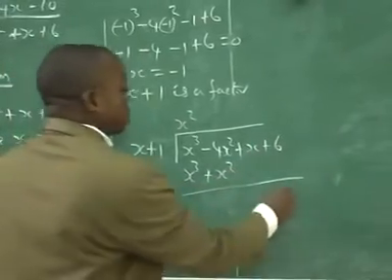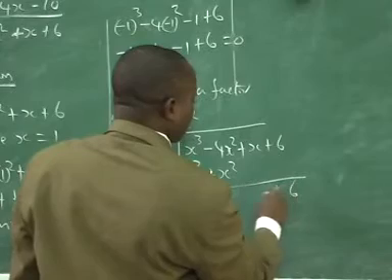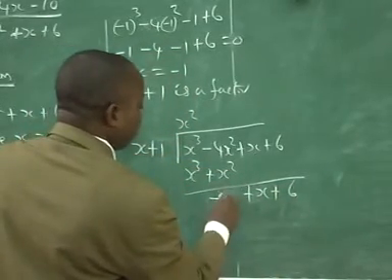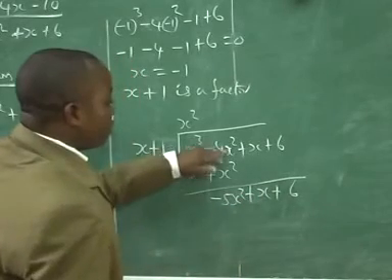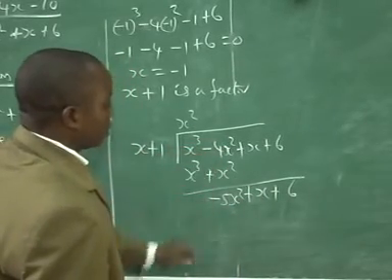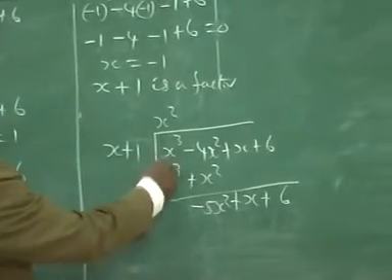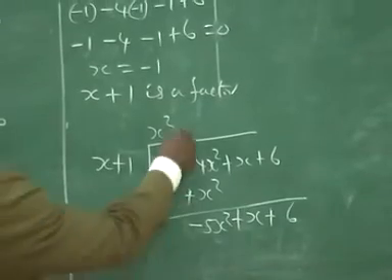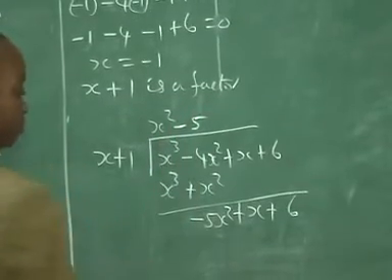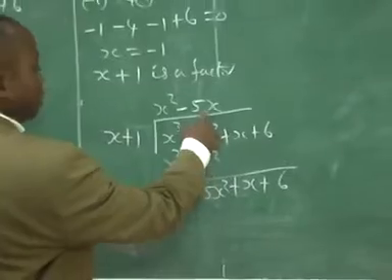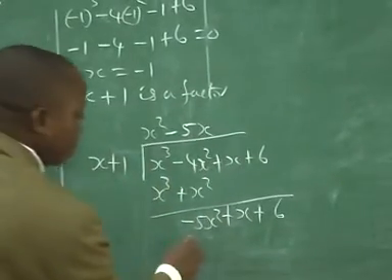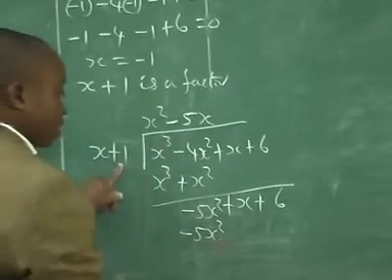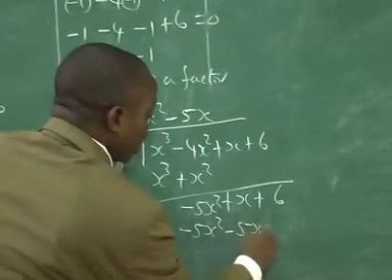Now I'm going to subtract, so I'll have 6 plus x. Now this will give us minus 5x squared, that is minus 4x squared minus x squared. Then x cubed minus x cubed will be 0. And let's divide this again. We'll have minus 5x. Minus 5x times x will give us minus 5x squared. Minus 5x times 1 will give us minus 5x.